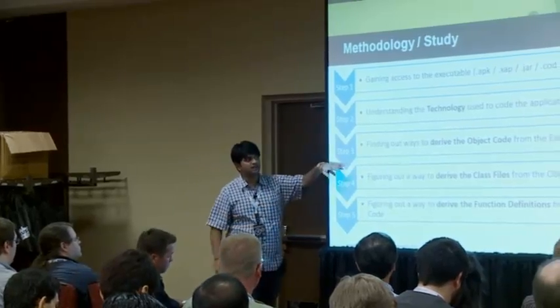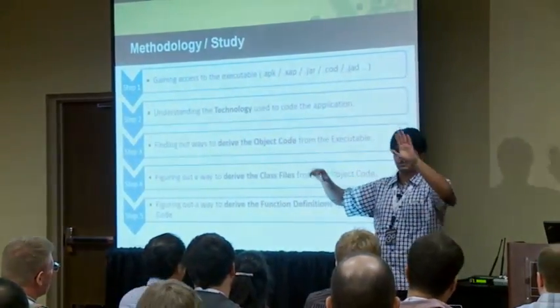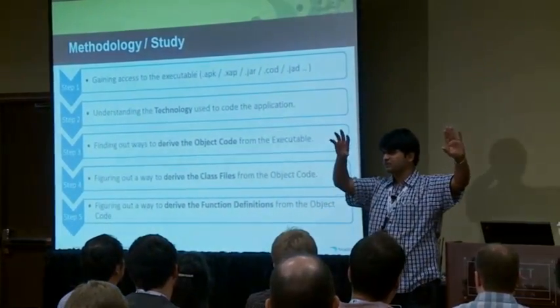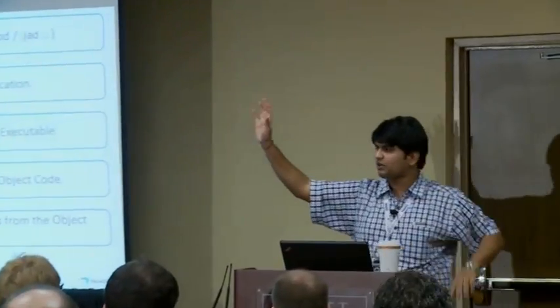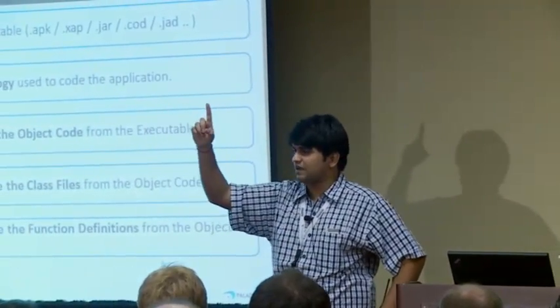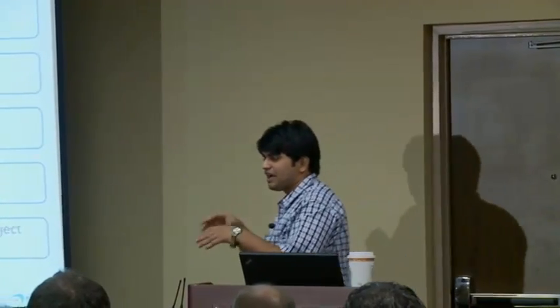The next step is to find out ways to derive the object code from the executable. Like I said, executable, object code and program. So the secret of decompilation is that any executable that you have, the object code is always hidden inside it in one way or the other. Make a note of that. The object code, be it whichever technology, is hidden inside the executable. So the first step, the way you attack or the way you decompile, is you first find out the object code. You have to search and find out which is the object code.